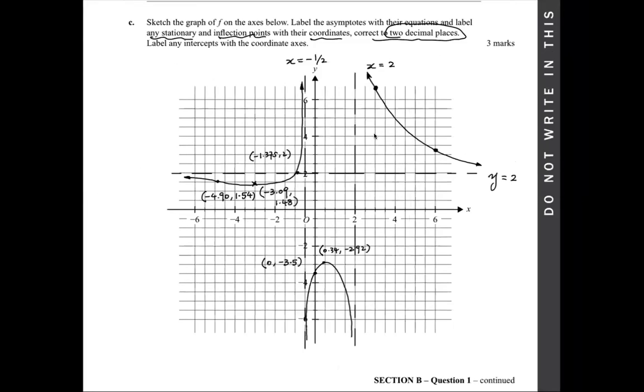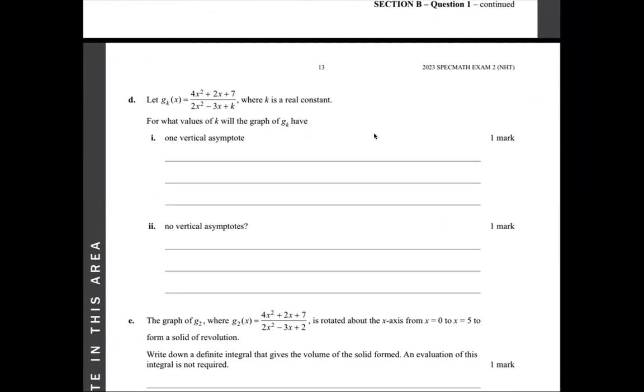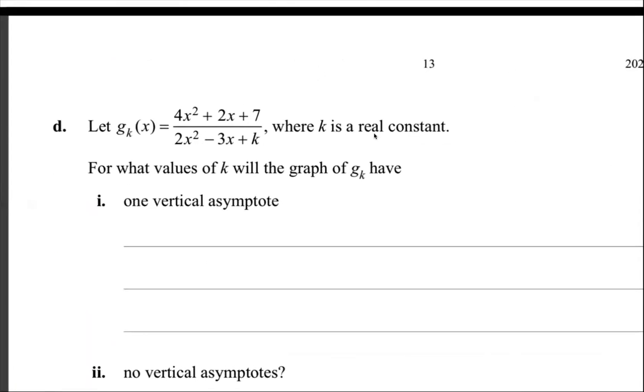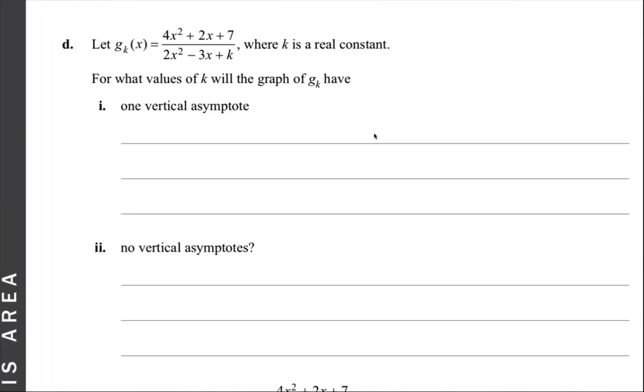Okay, so basically that's a 3 marks graph question. Now, let g_k of x be, okay, basically a very similar function, but then we want to find the value of k such that the graph only has one vertical asymptote or no vertical asymptote at all.